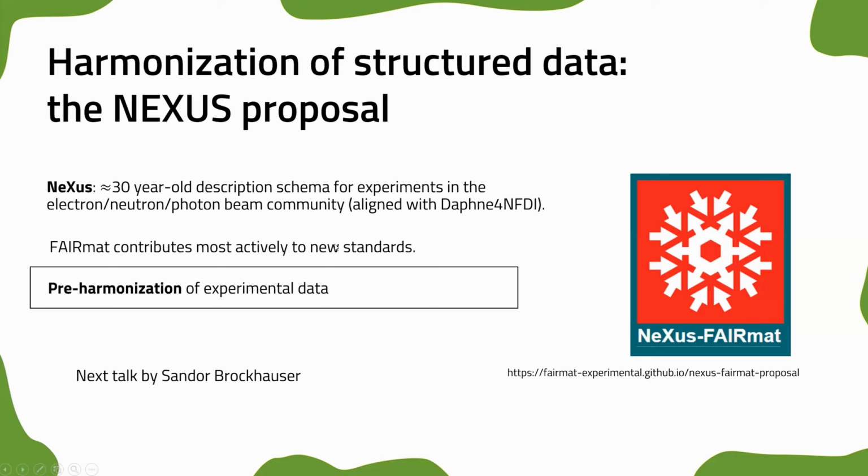FAIRmat contributes most actively to the new standards within Nexus and actually expanded the capability of Nexus far beyond these electron, neutron beam communities in the past years. So the idea is that we harmonize or pre-harmonize the experimental data such that the data have already a very reliable and community-agreed structure. This will be explained in more detail by Sandor Brockhaus in the next presentation.